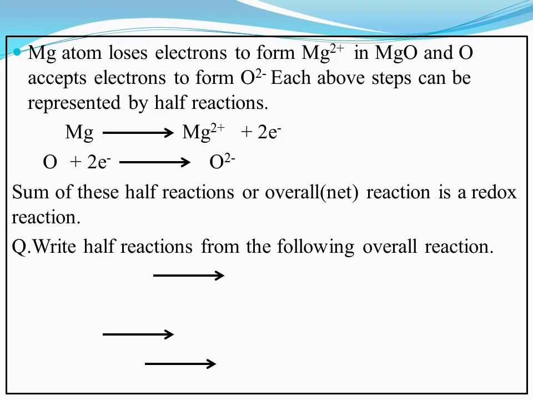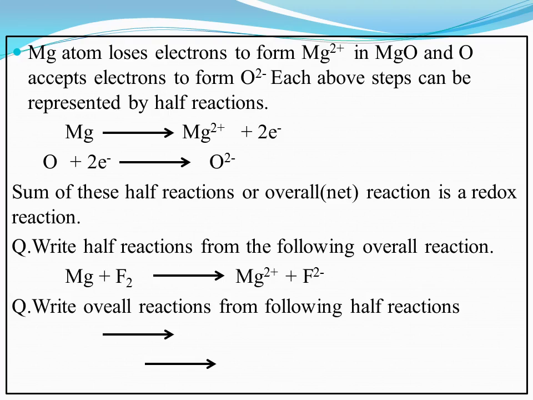Now, on this you can solve a few questions. Question number 1. Write half reactions from the following overall reaction. Mg plus F2 produces Mg2+ plus 2F-. Second question. Write overall reaction from the following half reactions. Fe produces Fe2+ plus 2 electrons. Cu2+ plus 2 electrons produces Cu.